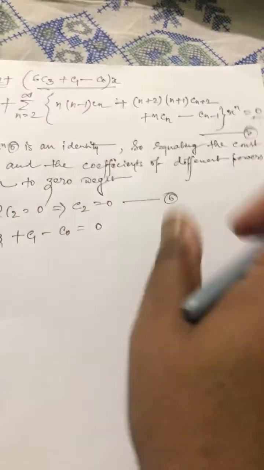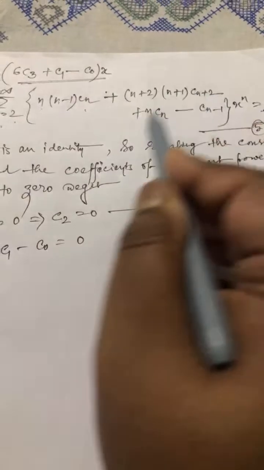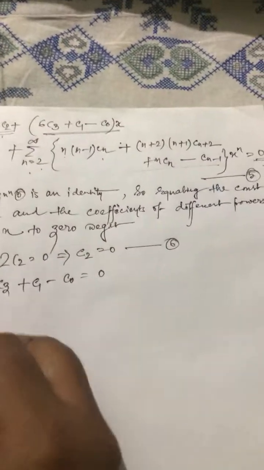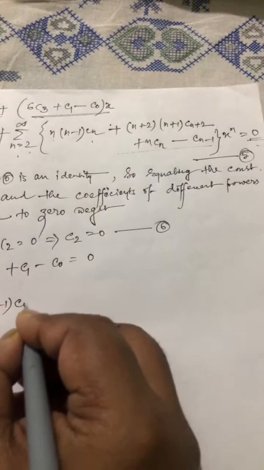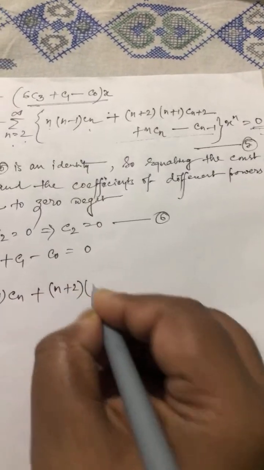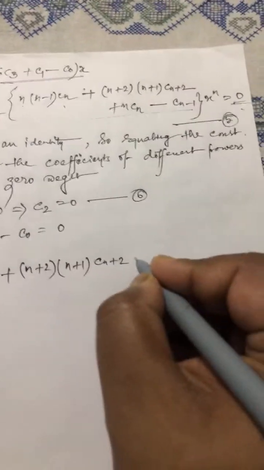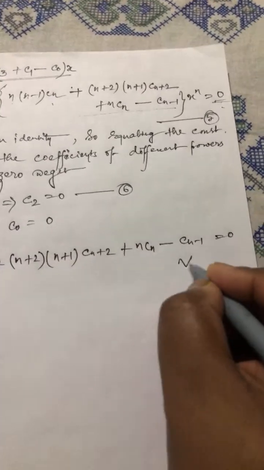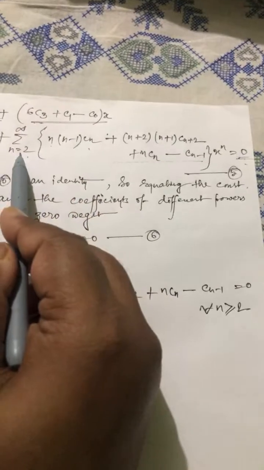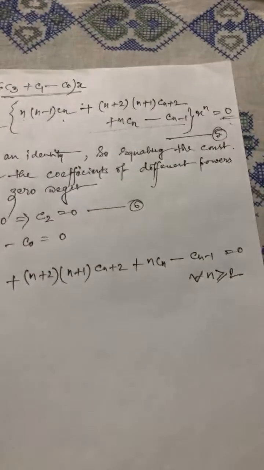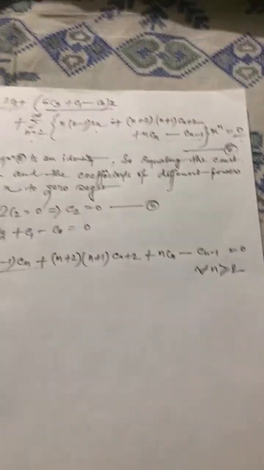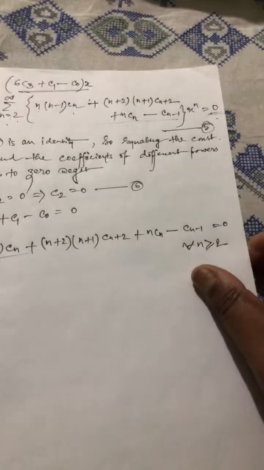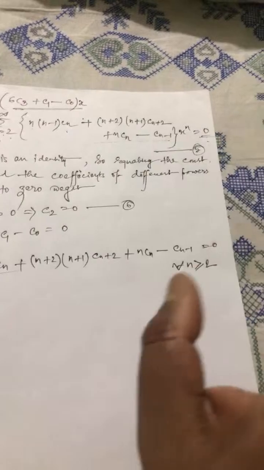And the most important thing, for all possible n starting from 2, this entire coefficient is equal to 0. So we can write (n minus 1) cn, (n plus 2)(n plus 1) cn plus 2, n cn, cn minus 1. This part is equal to 0 for all n greater or equal to 2, because the summation starts from n equals 2 to infinity. So this relation is valid for all n greater or equal to 2. This is the most important relation of this problem, and this relation is called the recurrence relation. From here you can relate the coefficients.